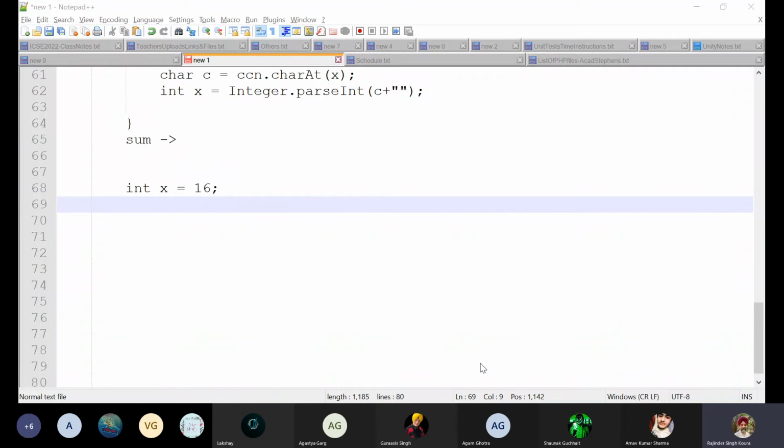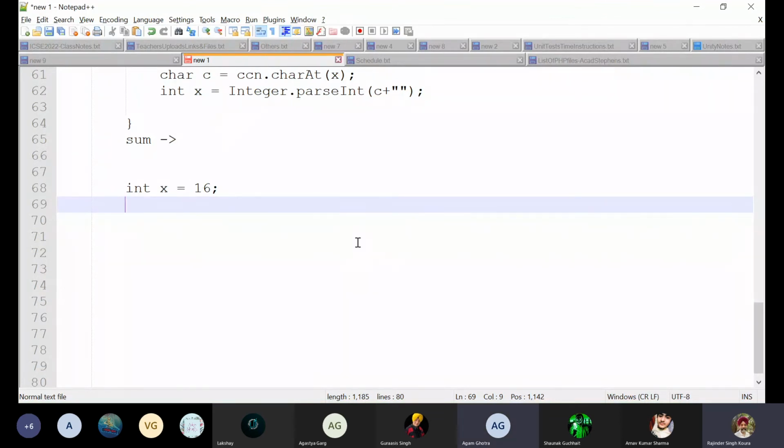Agam? Are you going to help me in this? Yes, sir. Your hand is raised. So are you going to help me in this? Yes, sir. हाँ बोलो. X को हमने single digit कैसे बनाए?